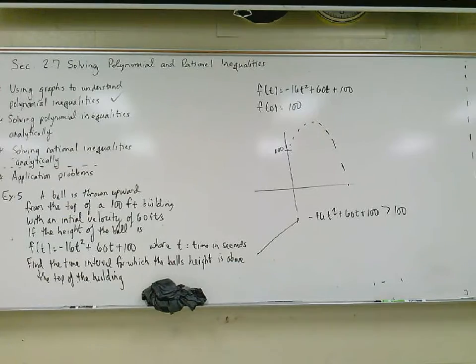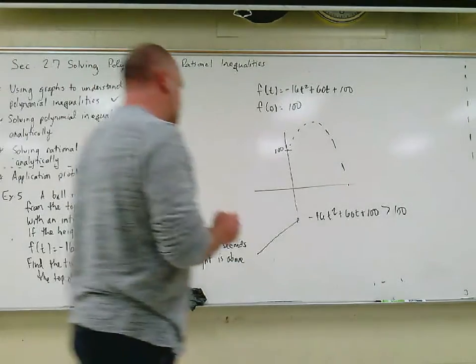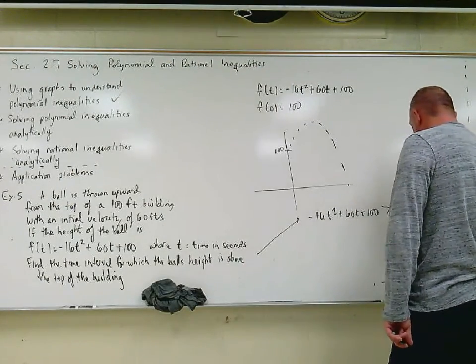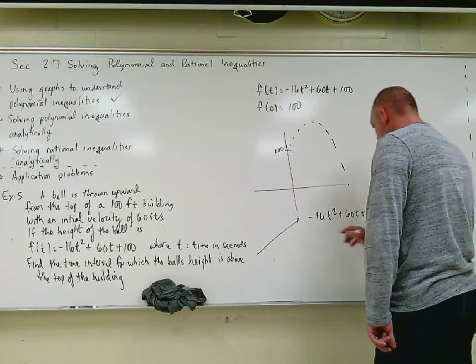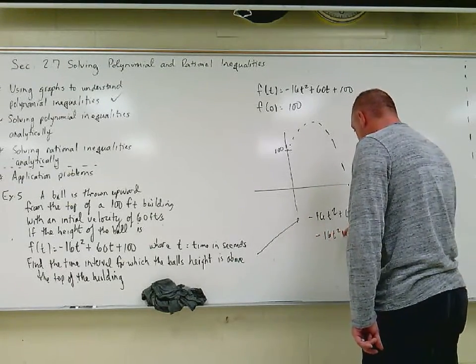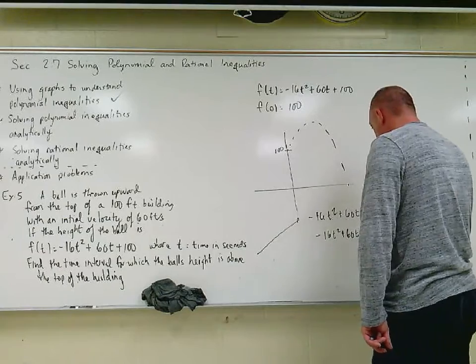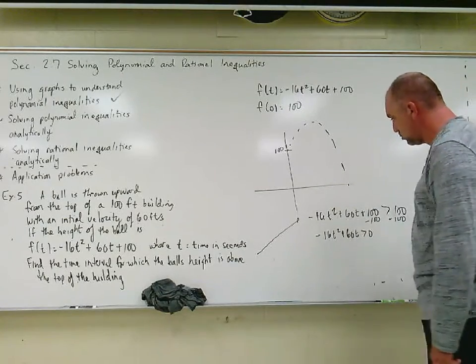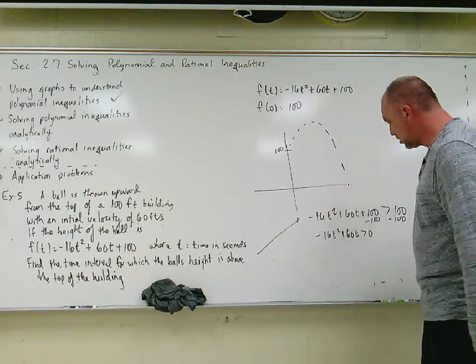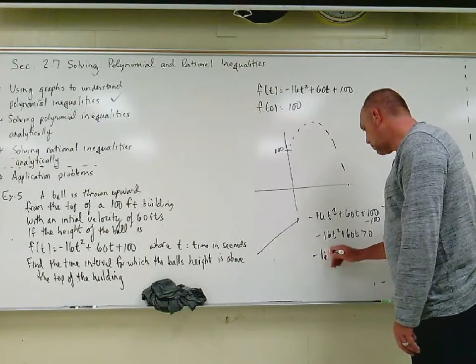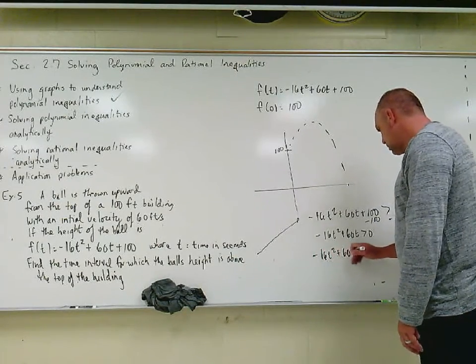Okay. We'll go through this with you. I'm going to subtract 100 from both sides. And that gives us negative 16t squared plus 60t greater than 0. So the 100 is canceled. I'll then set this equal to 0 and solve. I'm still going to factor.